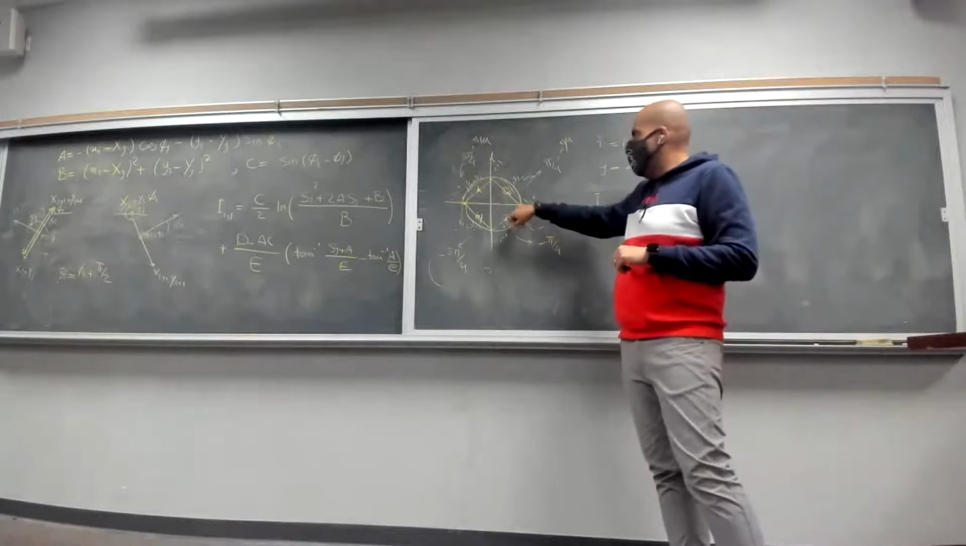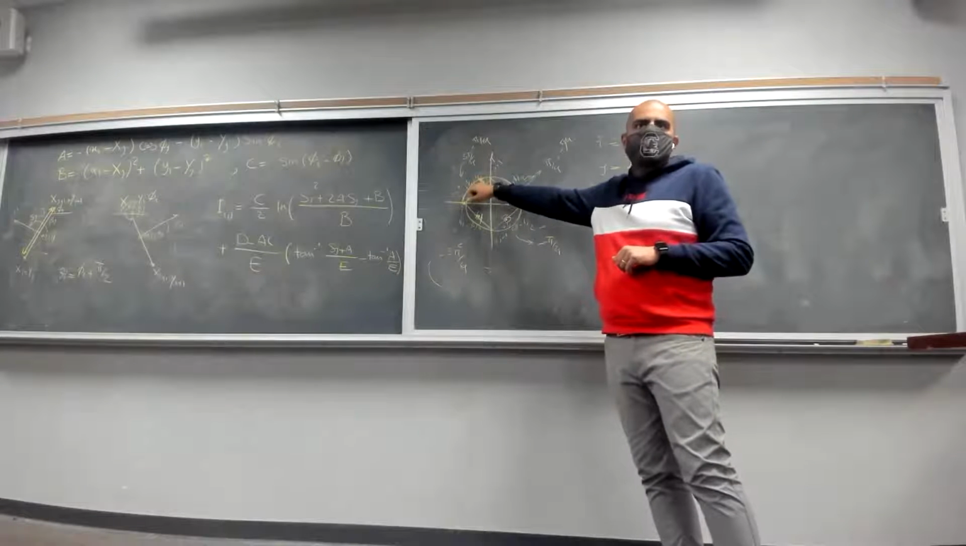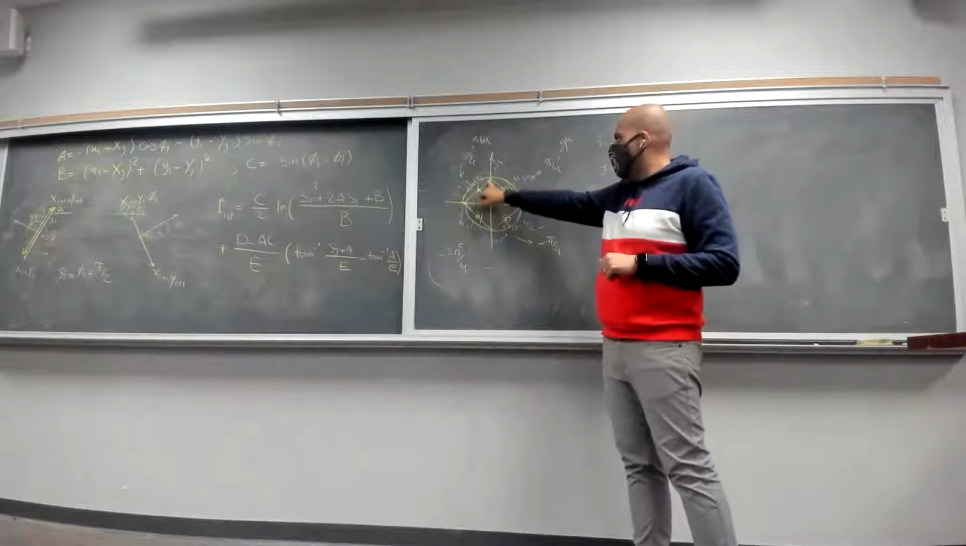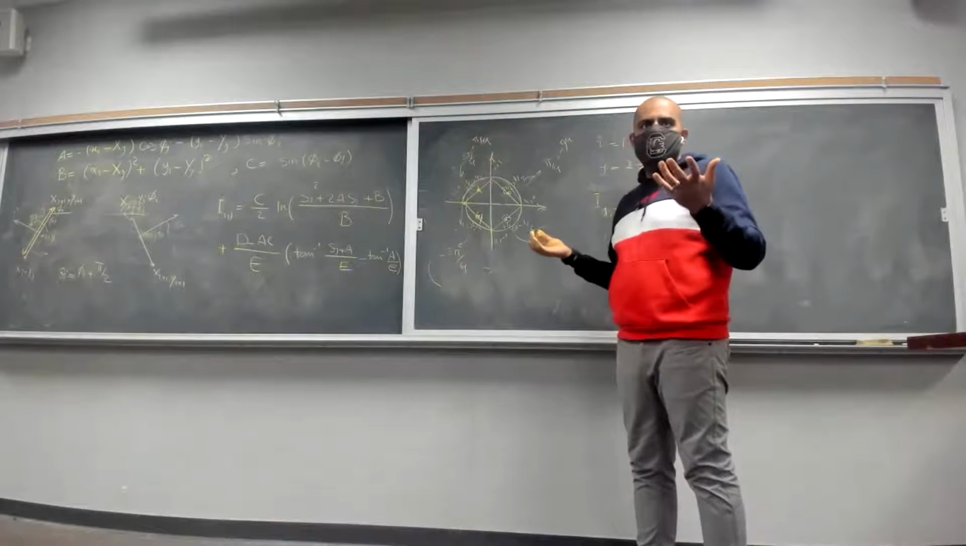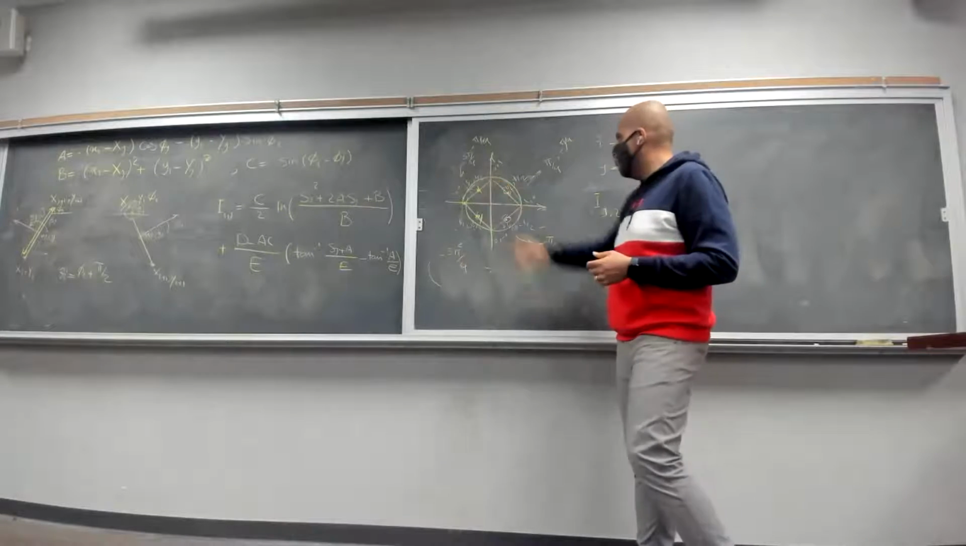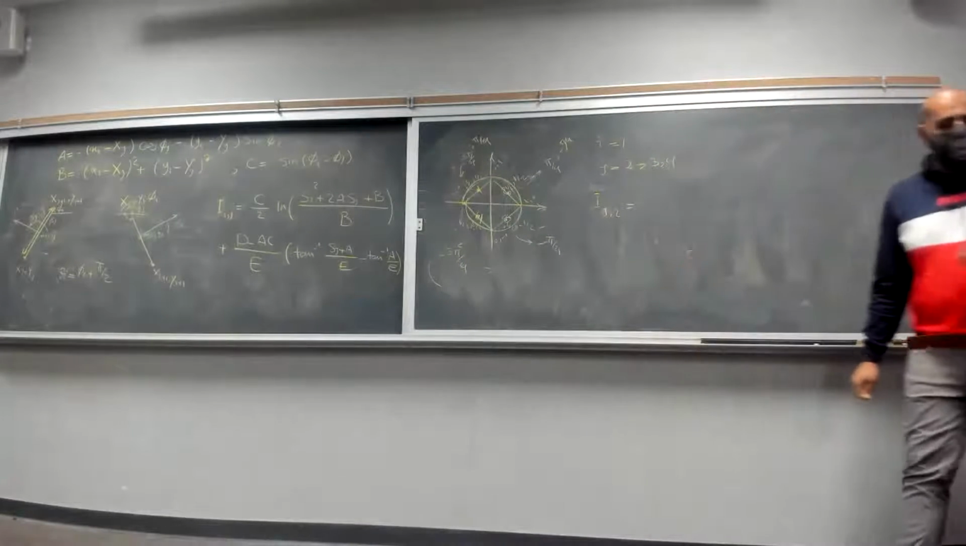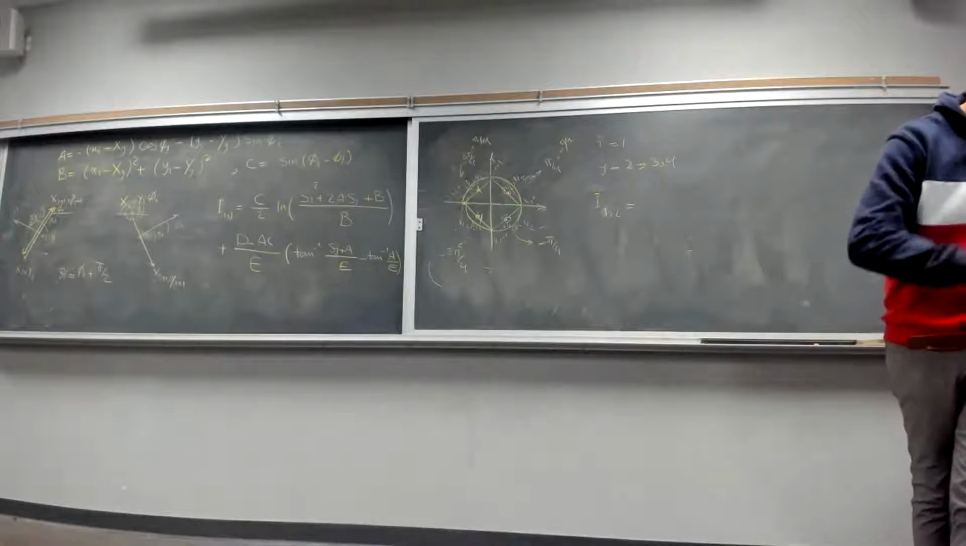What is the length of this panel? Pretty easy to calculate, right? You have 1 here, you have 1 here. Square root of 1 plus 1, right? Square root of 2. That will be the length of this panel. So you have your Sj. But let's do, for example, A.